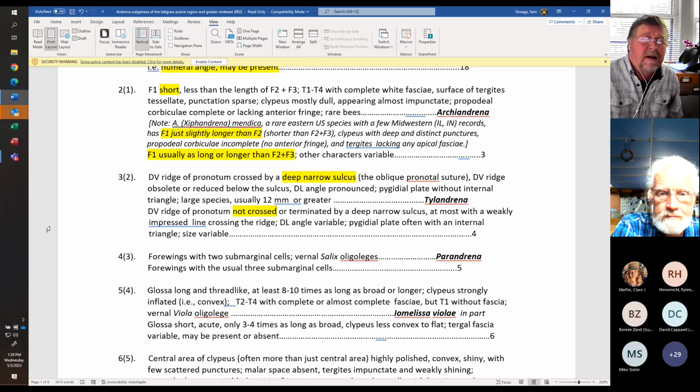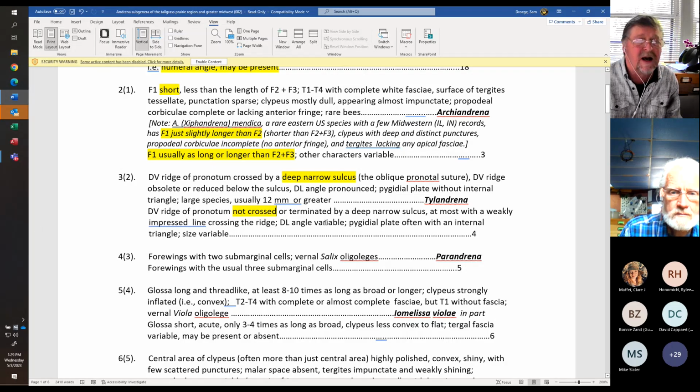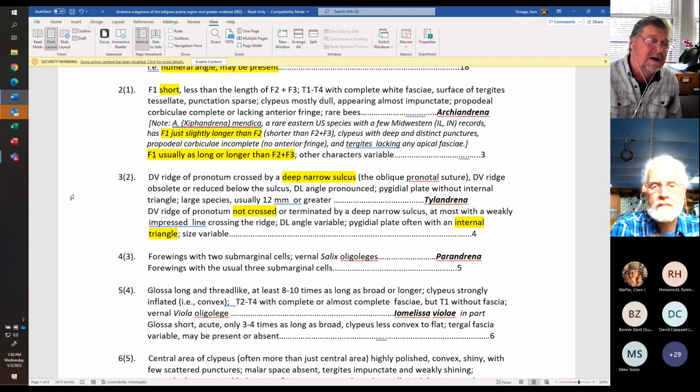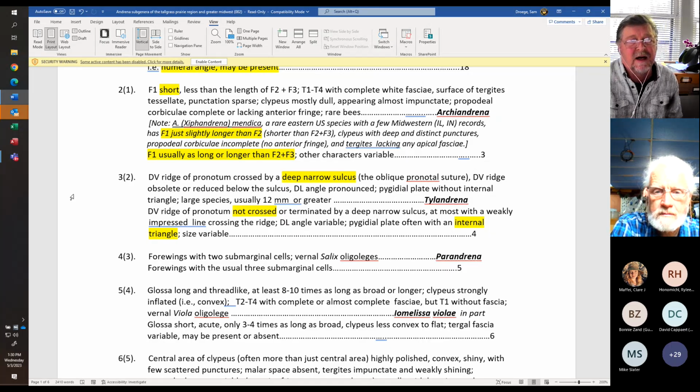So the other thing, in the second part of couplet 3, pygidial plate, which you all know what that is in the females. It's this nice, basically triangular, more or less, usually hairless structure, terminates the T6, the sixth tergum. Sometimes covered with soil or dirt because they use it in nesting, but it's very variable in its shape, its size, whether it's got an internal triangle.